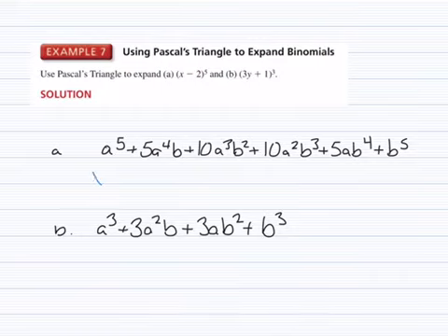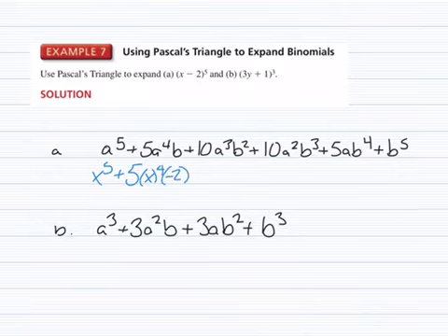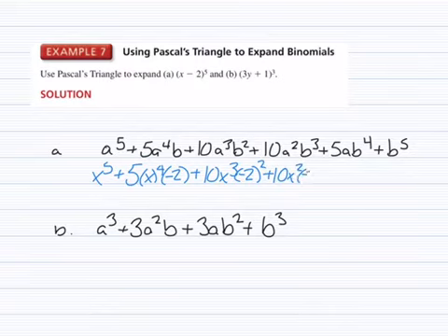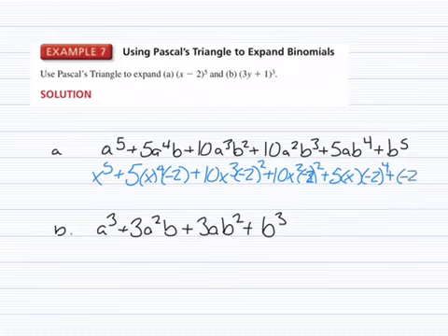So x to the 5th plus 5, x to the 4th times -2, plus 10, x to the 3rd times -2 squared, plus 10 x squared times -2 cubed, plus 5 times x times -2 to the 4th, plus -2 to the 5th power.